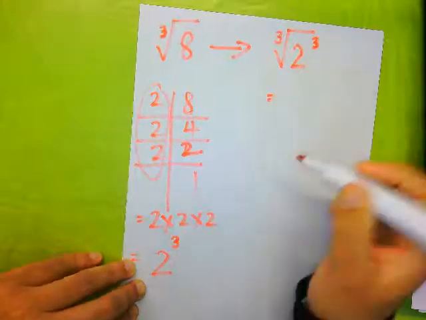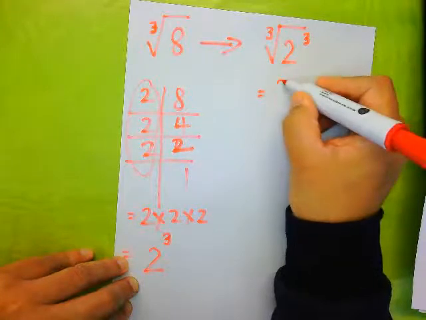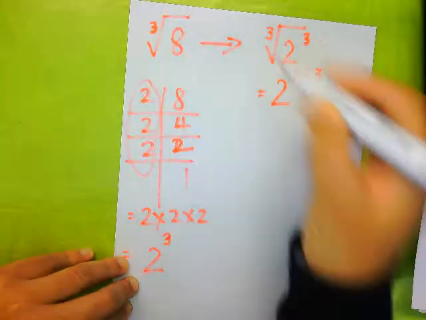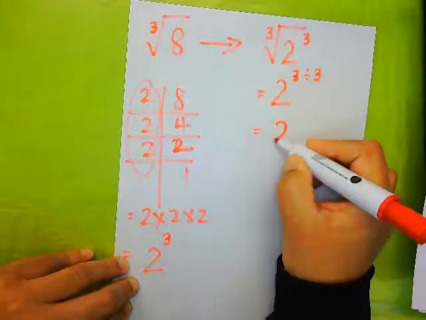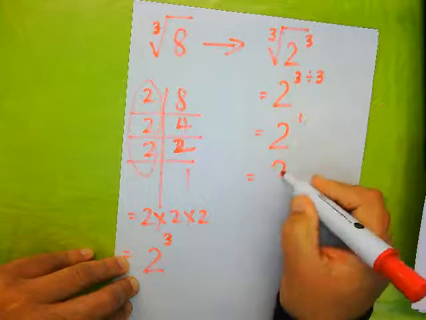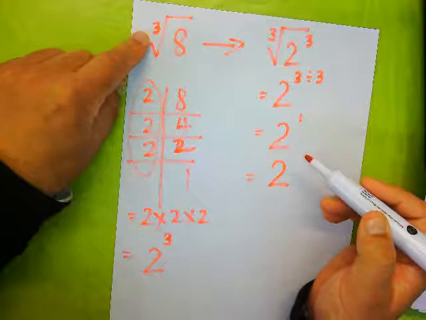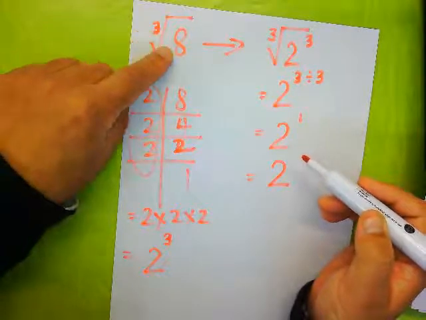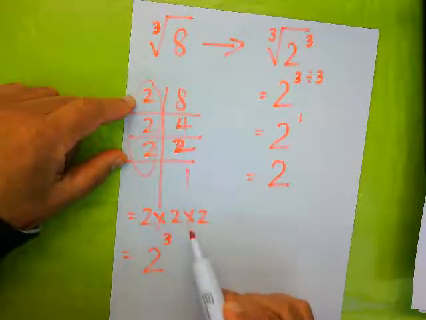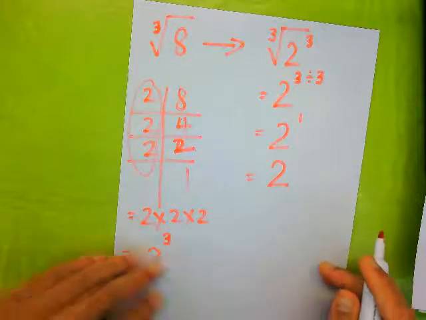So it's still the cube root of not 8, but 2 to the power of 3. Then we apply the rule that says if I have the exponent inside the root and outside the root, then I must just divide. 3 divided by 3, so that gives me 2 to the power 1. And as we know, any number to the power 1 is equal to that number. So, which number did I multiply 3 times by itself to get to 8? That number is 2, and it is 2 times 2 times 2 gives me 8. Okay, I hope you're happy with that.